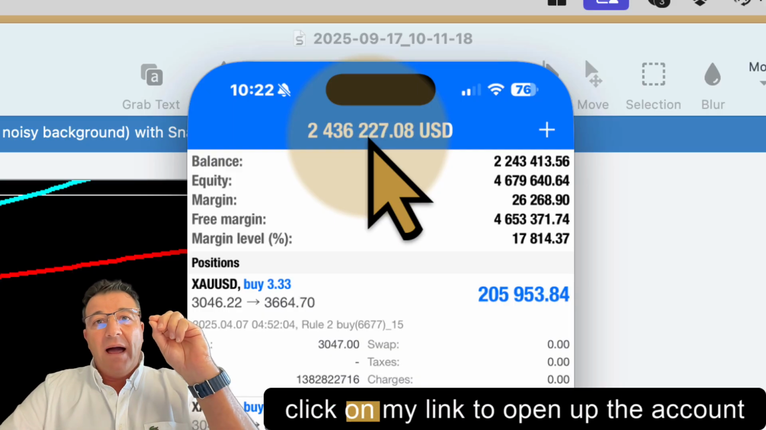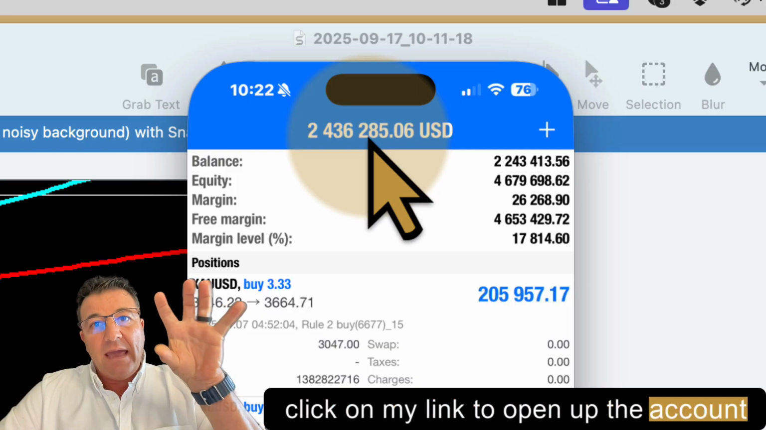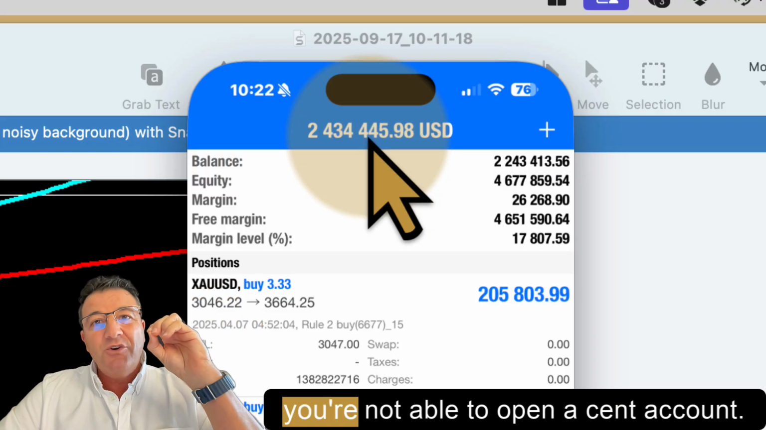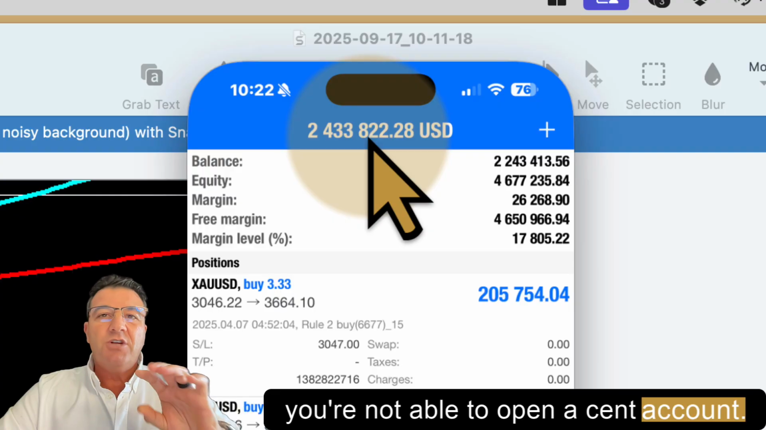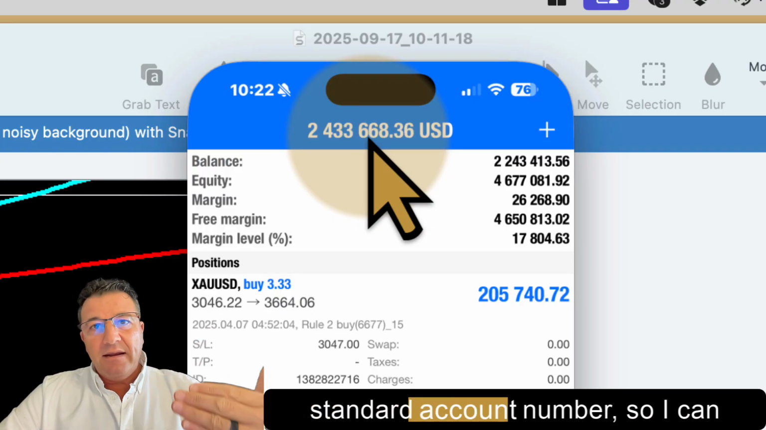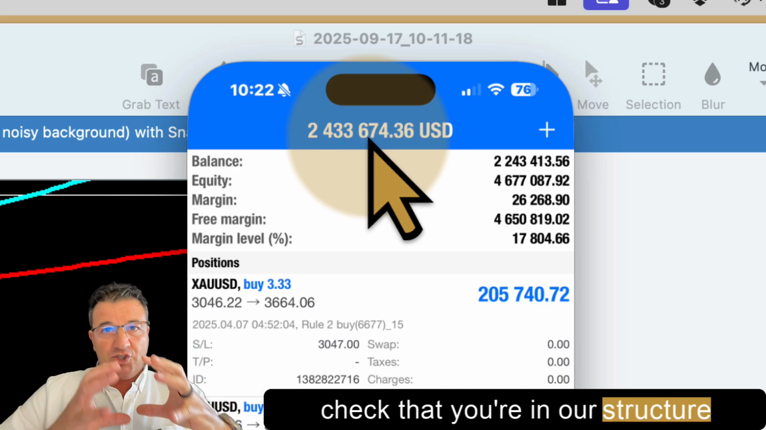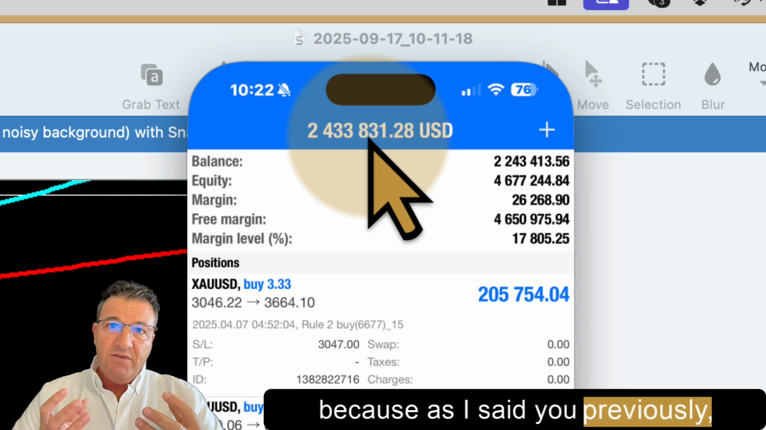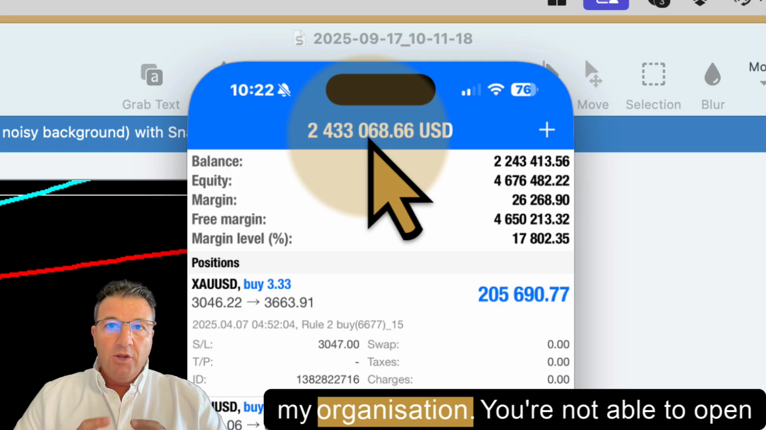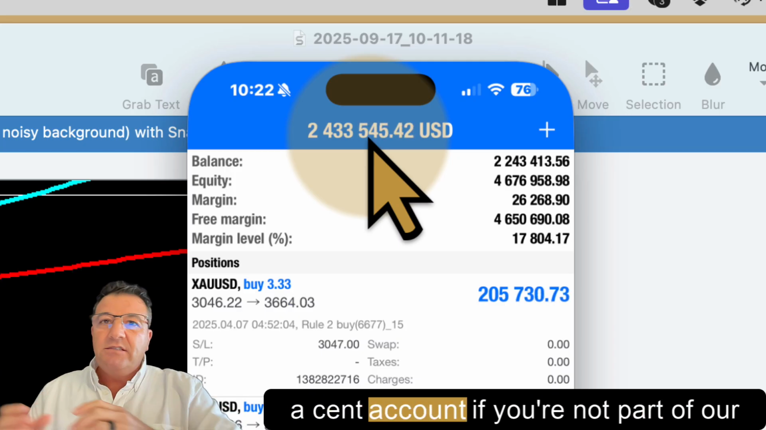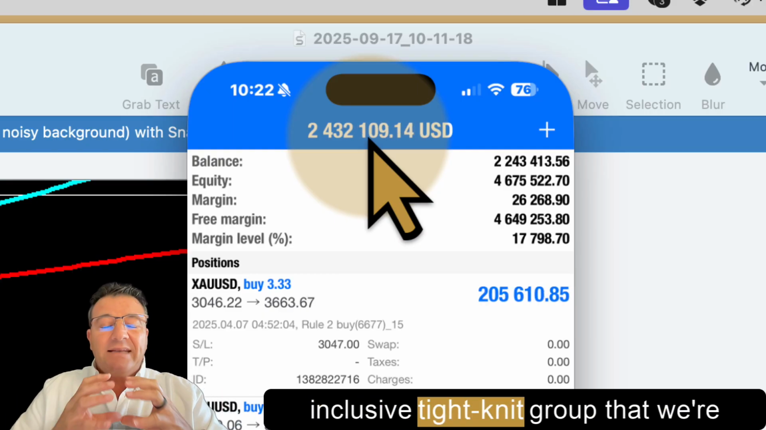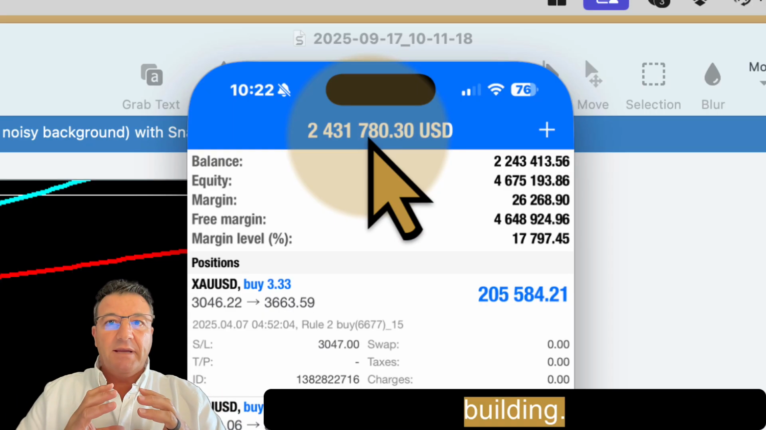Now, when you click on my link to open up the account at the broker, we don't know why this happens, but sometimes you're not able to open a cent account. Don't be concerned with that. Just open a standard account. Send me your standard account number so I can check that you're in our structure, because as I said to you previously, opening a cent account is exclusive to my organization. You're not able to open a cent account if you're not part of our organization. It's exclusive. This is an exclusive tight-knit group that we're building.